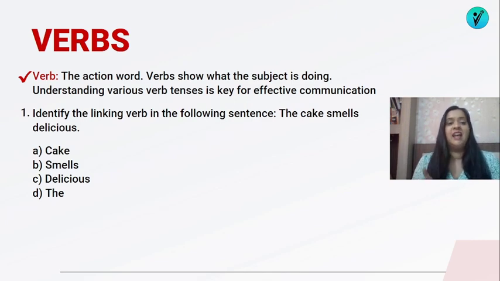So smells is actually the linking verb over here, and thus you eliminate cake, delicious, and the. Cake over here is the noun, delicious over here is the adjective, and the over here is the article.